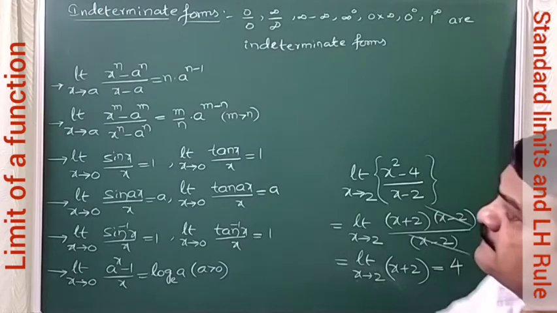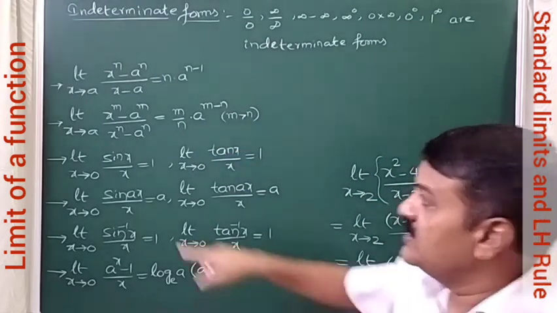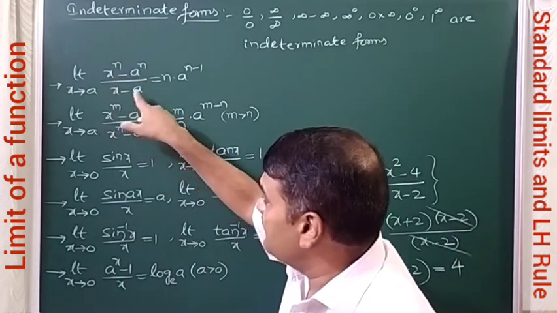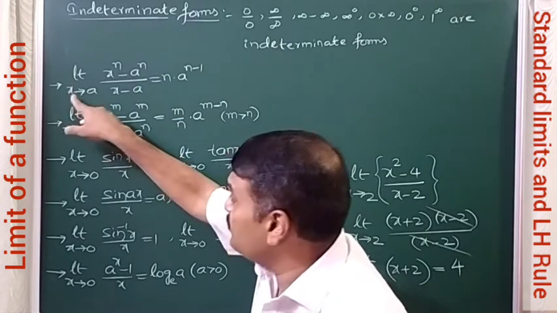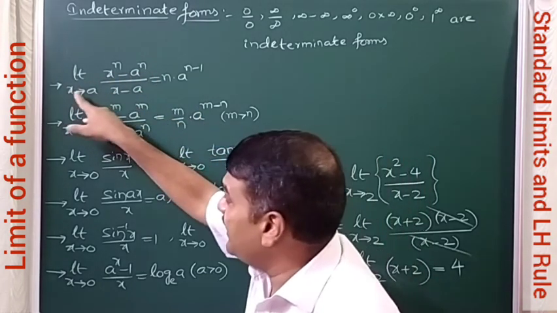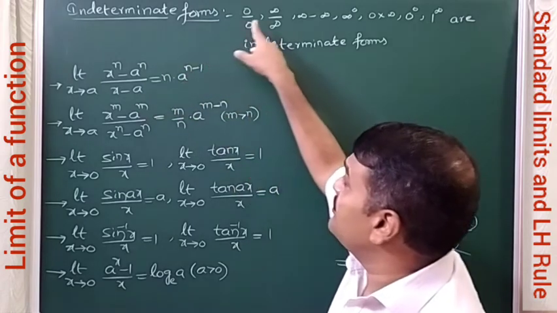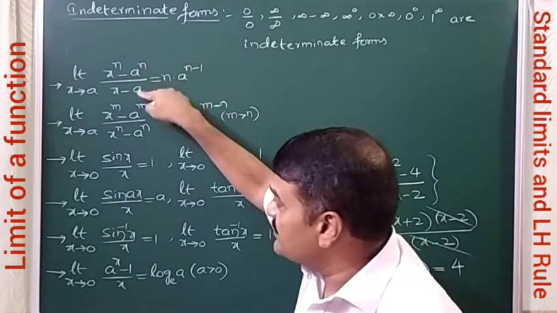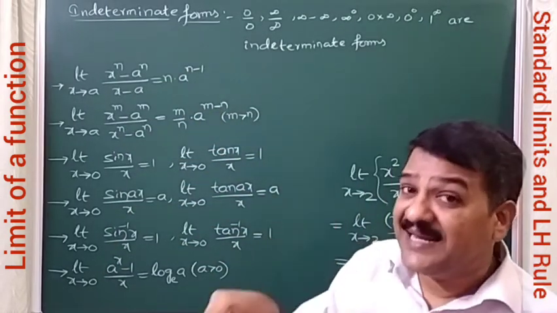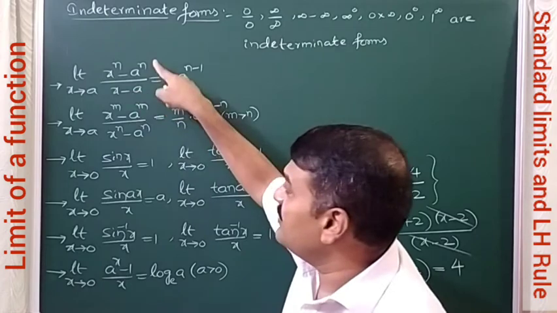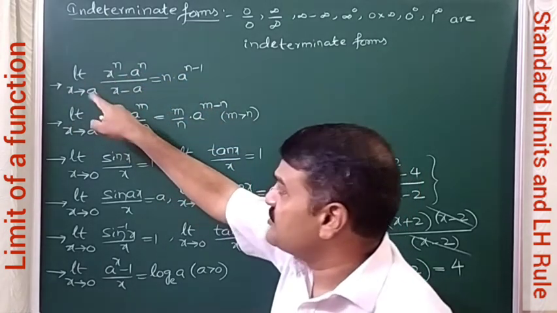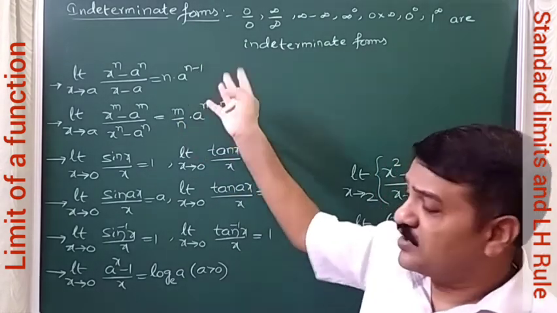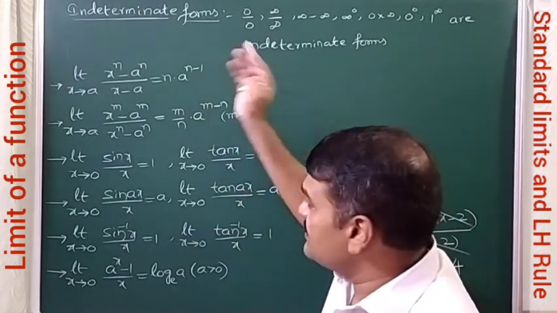For example, see here, limit x tends to a of x power n minus a power n by x minus a. This is a standard limit. When you substitute x as a directly here, you will get the 0 by 0 form. So whenever you find a function of this model in which x tends to a, you can use this as a formula. Of course, we have a process of solving that, but you can use this as a formula.